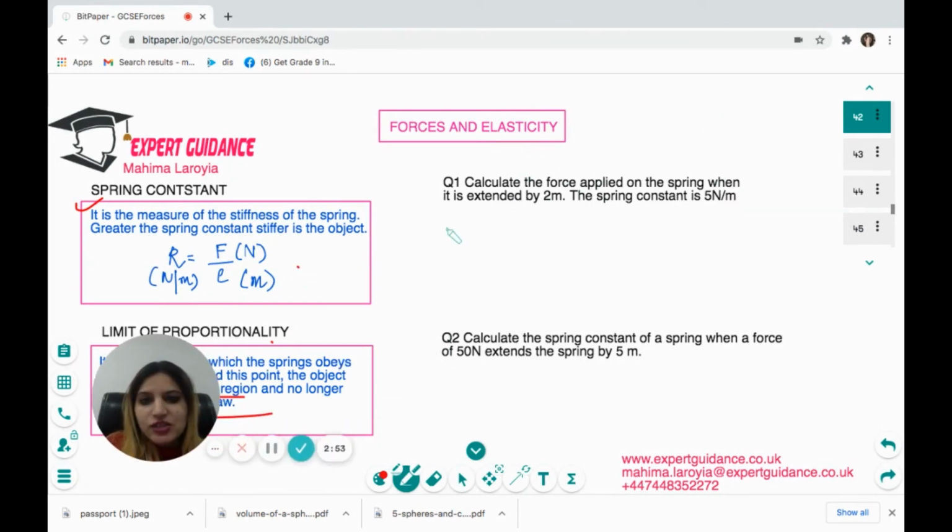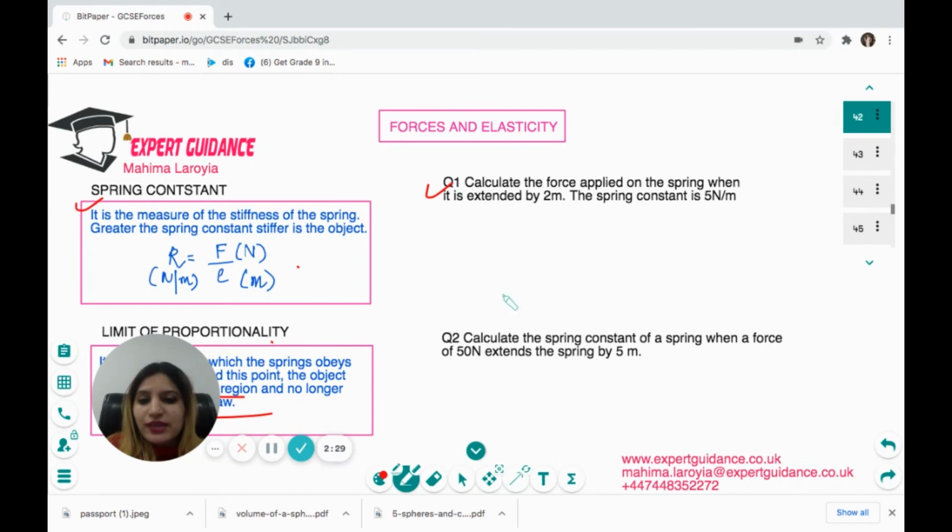Okay, now let us look at two examples. First, calculate the force applied on a spring that is extended by 2 meters, where the spring constant is given to you. In the second question, they ask you to work out the spring constant when the force is 50 newtons and the spring is extended by 5 meters. Remember to take care of the units: the distance has to be in meters in all of them.